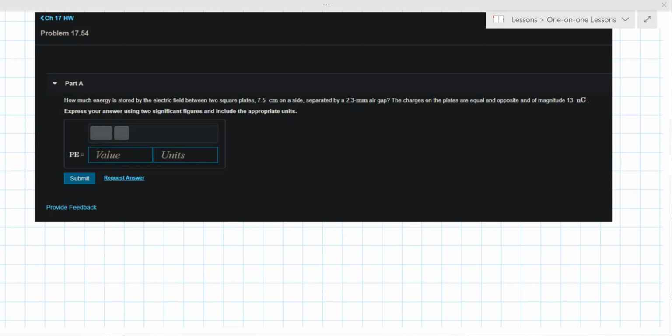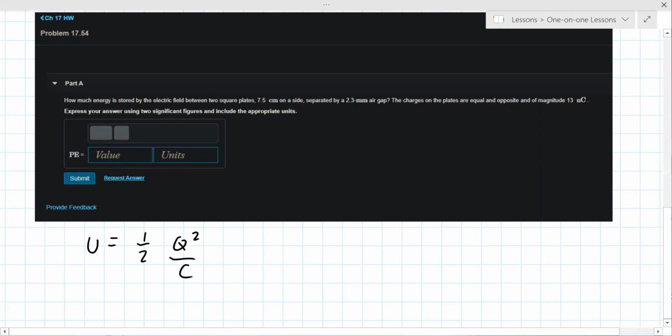Okay, so the energy: how much energy is stored by the electric field between two square plates, 7.5 centimeters on each side, separated by a 2.3 millimeter air gap. So this is somewhat similar. Some of the equations. So we're starting out with U equals 1/2 Q squared over C. We just have to find those values.